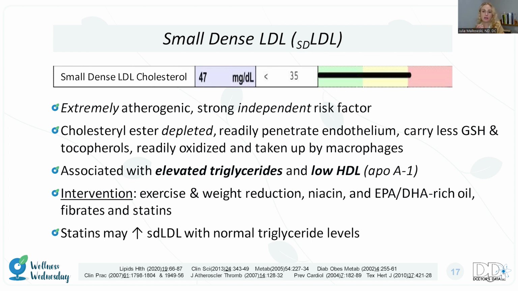Really important here, again, the intervention is going to be the lifestyle modification, the dietary modifications, to cease smoking, consider exercise, losing weight. Niacin is an important one here. EPA and DHA is important. And then you can always consider fibrates and statins. Okay. And then statins may increase the small dense LDL with the normal triglycerides level. So maybe dietary intervention is going to be the best.